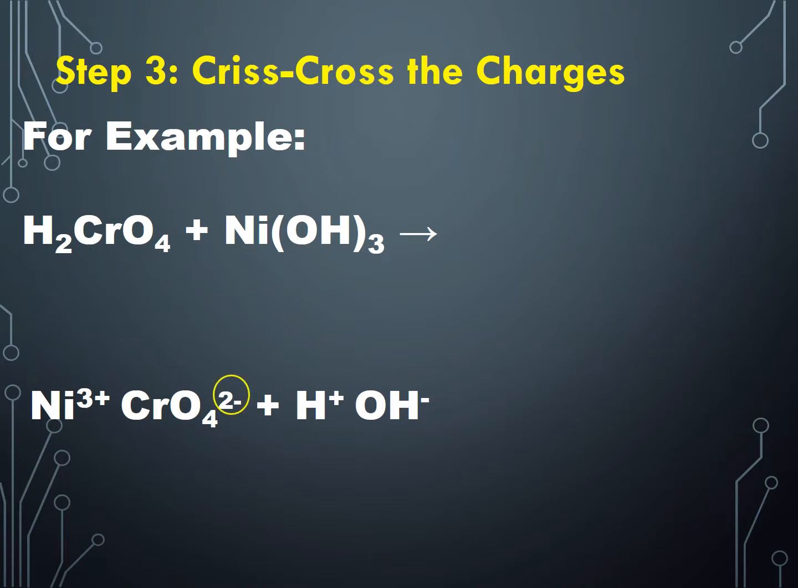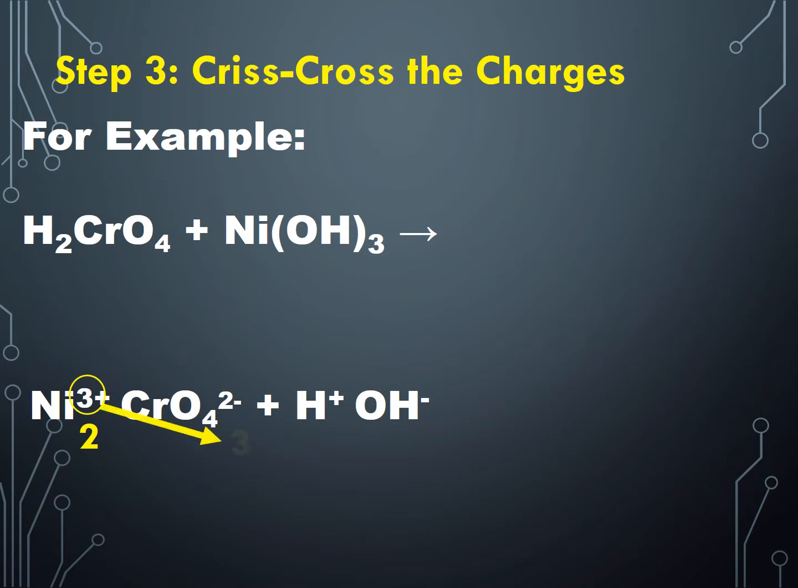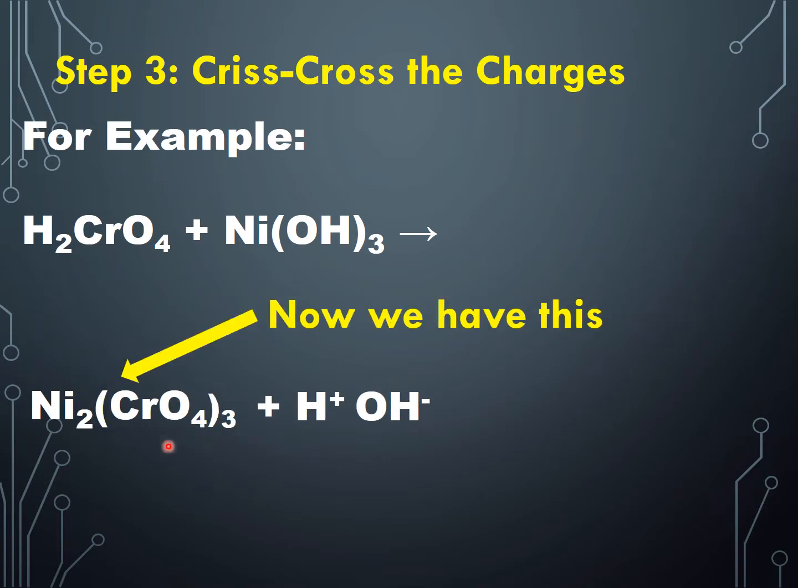So I need to take my 2 and move it down to here. Of course, I don't include the sign. I know that's a -2, but we just put the 2 down there. And next we take the 3 and we put it down there. Now, because I have a polyatomic ion and there's more than one of them, I need to also put it in parentheses. So I put parentheses around my chromate ion. And basically I now have this. I have Ni2 and then in parentheses CrO4 with a 3 outside of the parentheses.